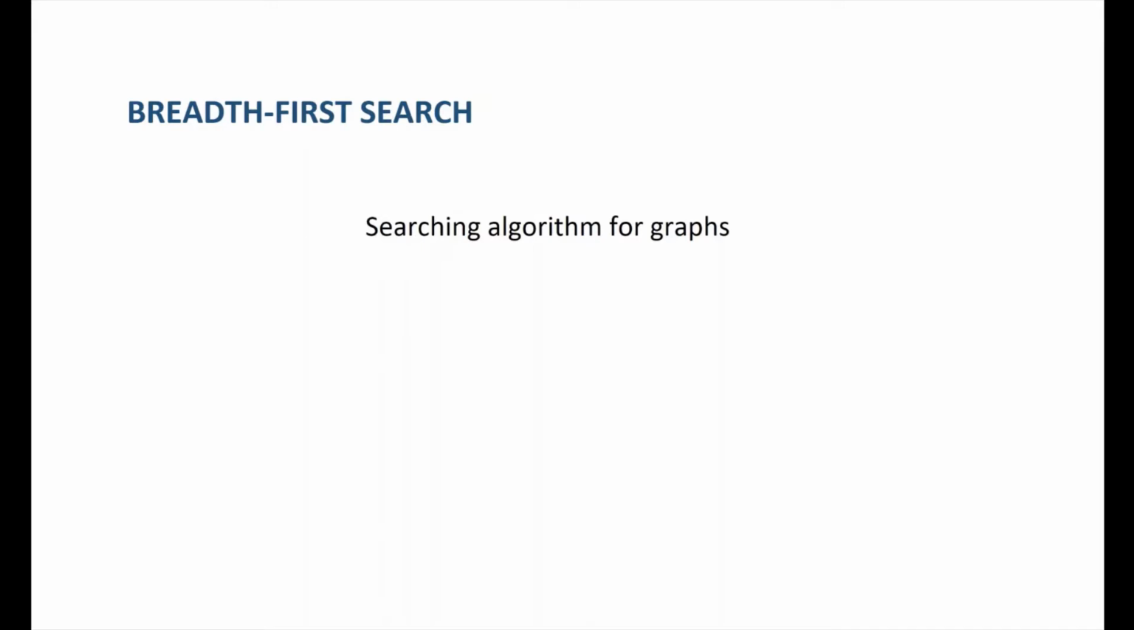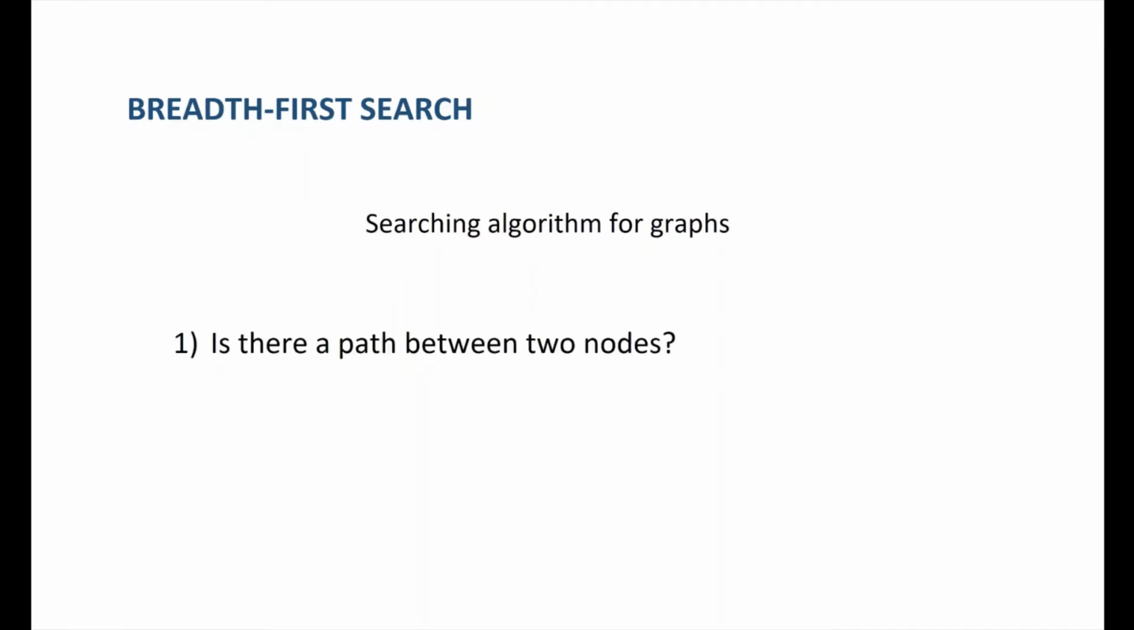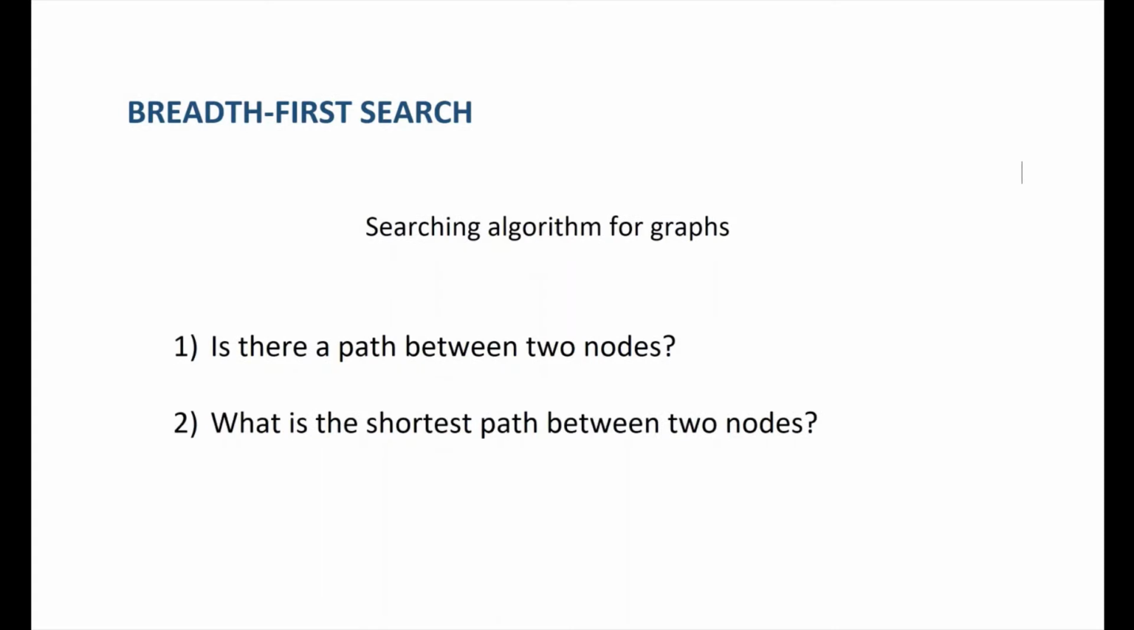It answers two main questions. Is there a path between two nodes? And what is the shortest path between two nodes? Let's understand this topic through a simple example.